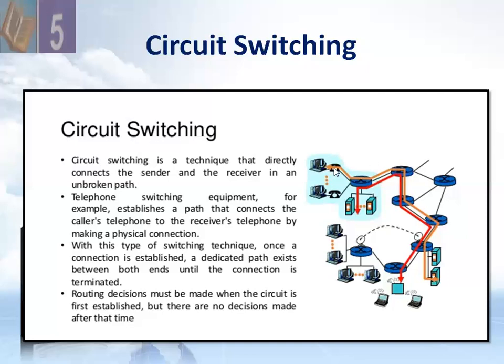So this computer wants to send the data to this computer. With the help of the switching technique, it can pass information and data directly to this computer. So this is called circuit switching. Telephone switching equipment is used, for example, to establish a path connecting the caller's telephone to the receiver's telephone by making a physical connection. And there is an unbroken path between sender and receiver for the communication.